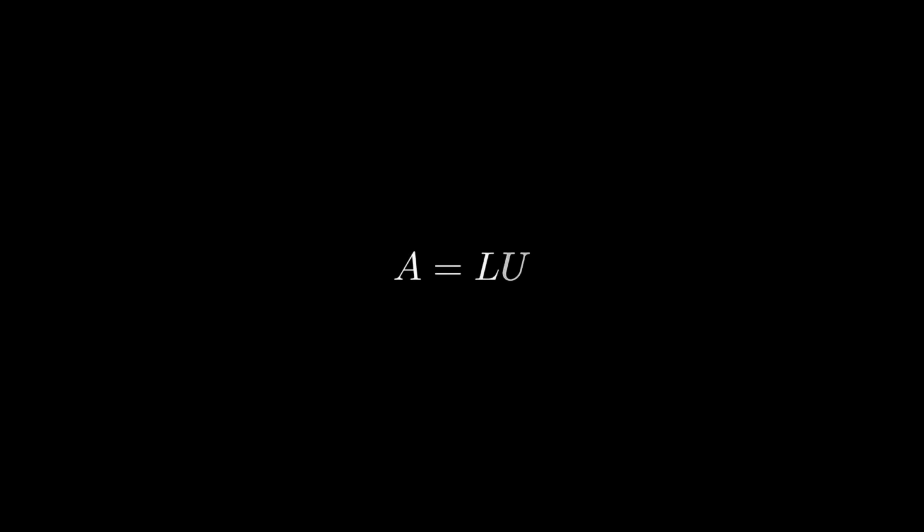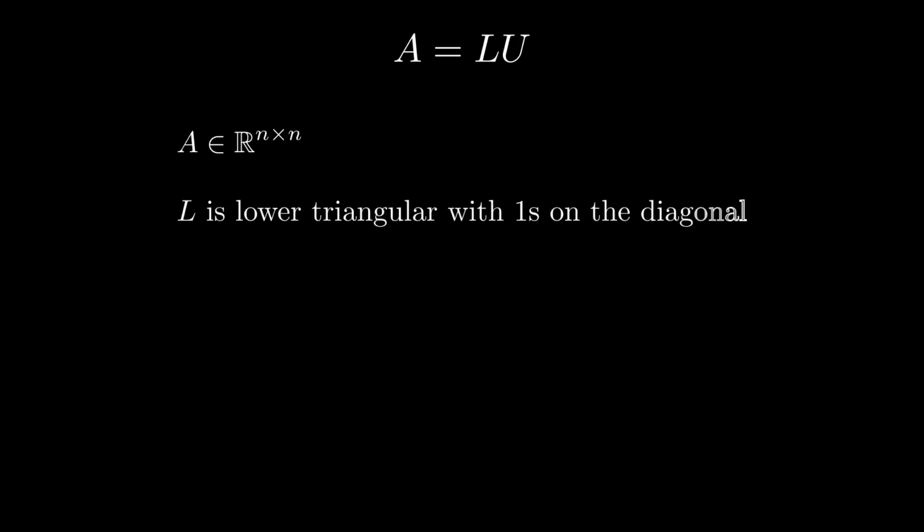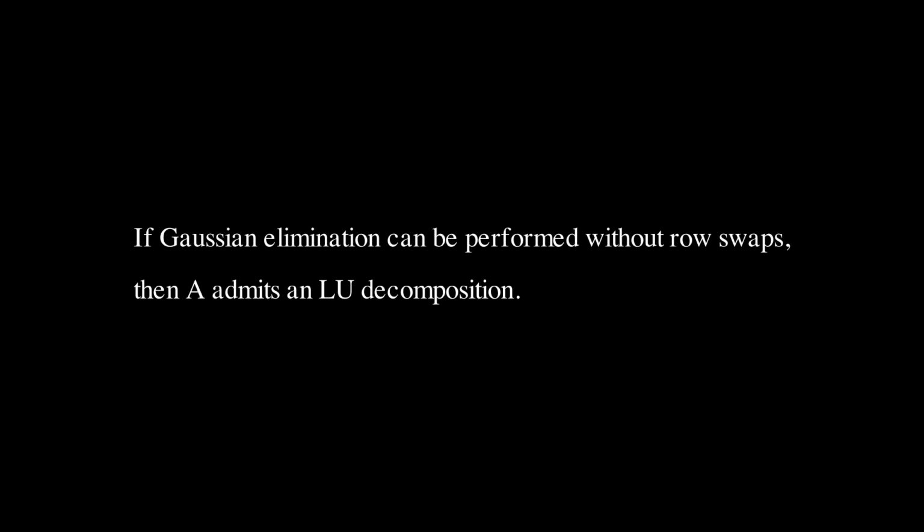Let's now look at a semi-formal definition of the LU decomposition. So let's take A to be just a square matrix in this case. And we're looking for a factorization L times U, where L is lower triangular with ones on the diagonal, and U is upper triangular. Now, the way we achieve this is through Gaussian elimination without row swaps. Now, this part is pretty important.